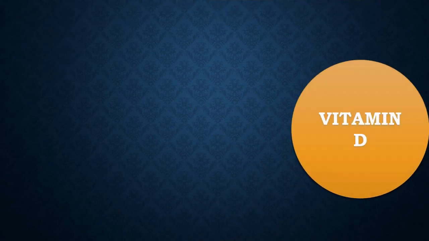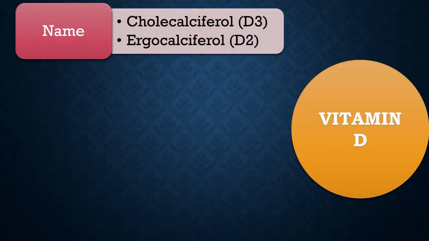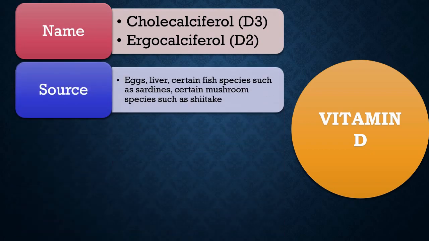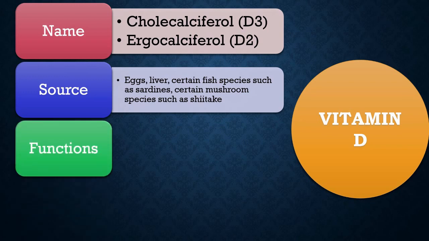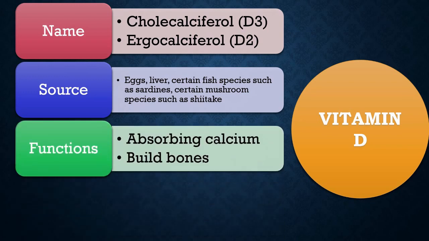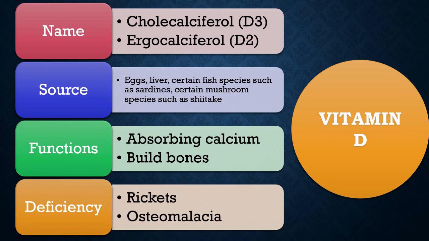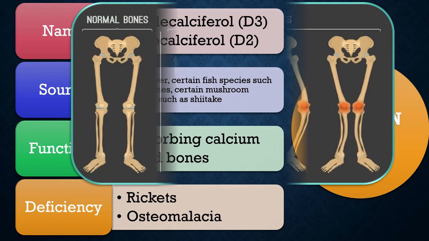Vitamin D, it is otherwise called cholecalciferol or ergocalciferol. Sources of vitamin D are eggs, liver, certain fish species such as sardines and certain mushroom species such as shiitake mushrooms. The functions of vitamin D are absorbing calcium and also building bones. Deficiency will lead to conditions called rickets and osteomalacia.